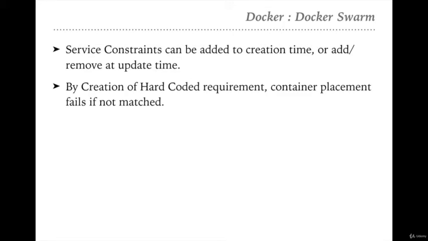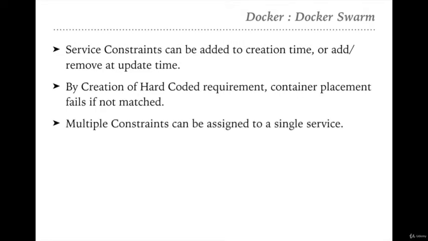Suppose you define a constraint in the service that you want to execute a specific container on a Windows node, and in your Swarm you don't have any Windows node. In that case, that container will never execute. That container will always be in the pending state and after some time it will fail.